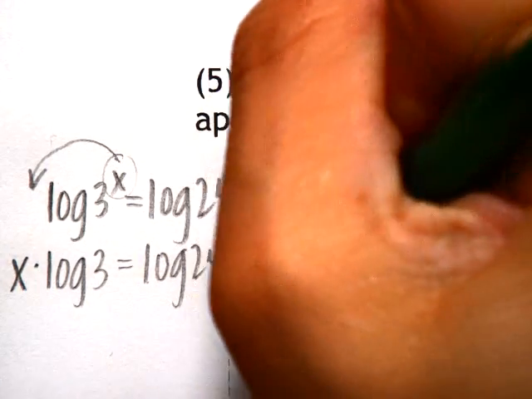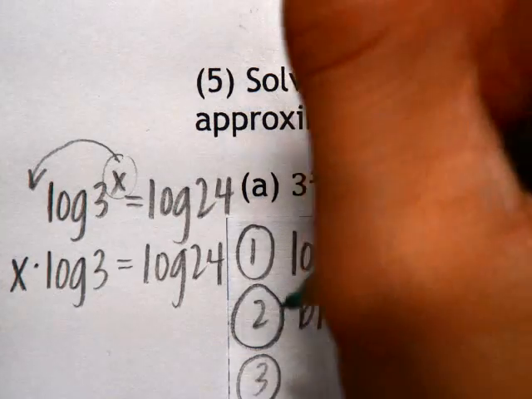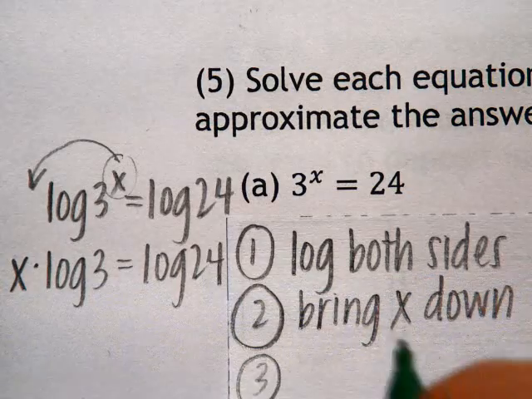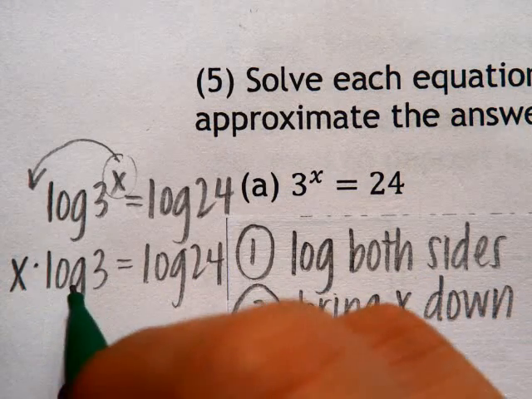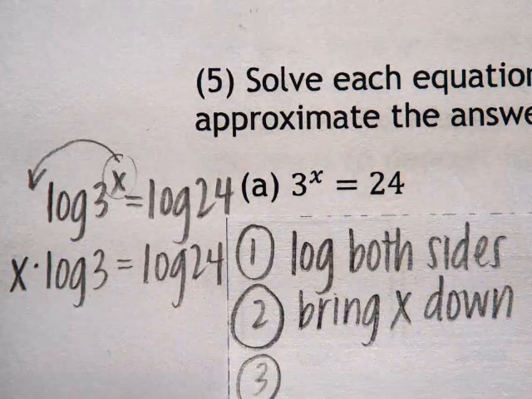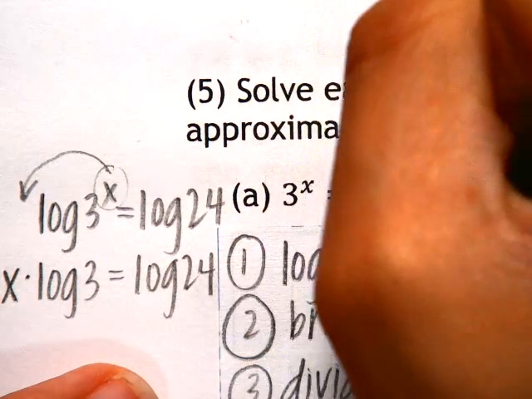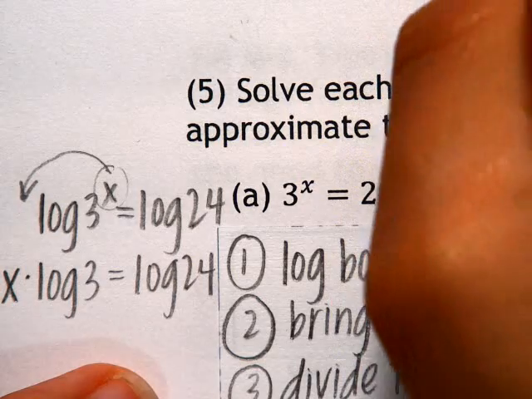Now the third step is to get x by itself. Now I'm going to look at x and say, well, what's x doing? Oh, it's multiplying log 3. If I need to get x by itself, I need to divide to get rid of that log 3. So the last step is to divide to get x by itself.